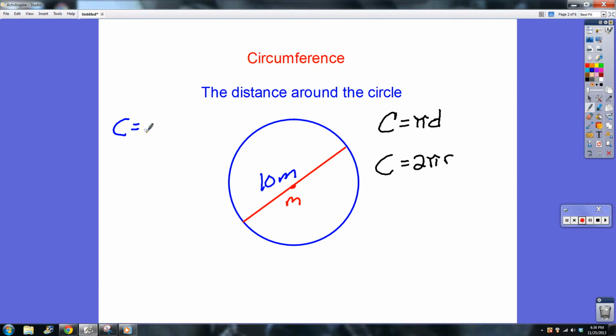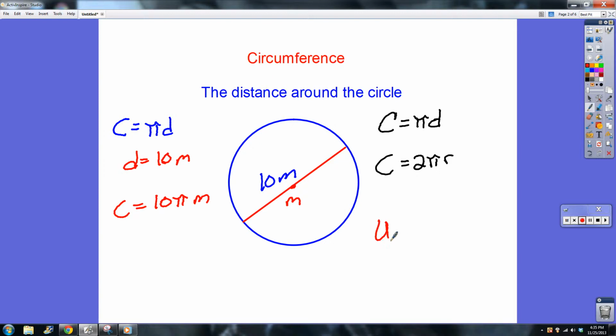We're going to use the formula circumference equals pi multiplied by the diameter. And again, we know the diameter is 10 meters. So I just plug this right into my formula. Circumference equals 10 multiplied by pi. And what is our units? Our units are meters. 10 pi meters.